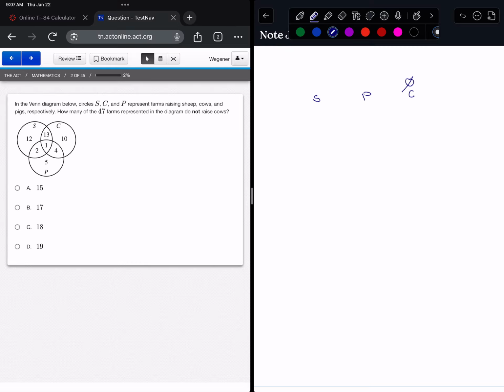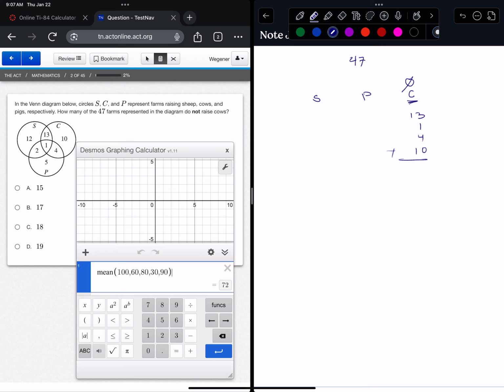So there's 47 in total, okay? And right now, we have 13, 1, 4, and 10 for C. So let's see, 13. And this is where you use a calculator, okay? I'm trying to do mental math, but especially in a high stress environment, I might do it wrong. So just put it in the calculator, get used to putting it in really fast. So 28, and I would just press the X to quickly delete everything.